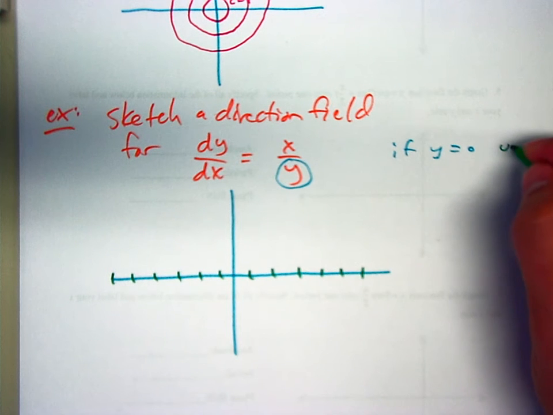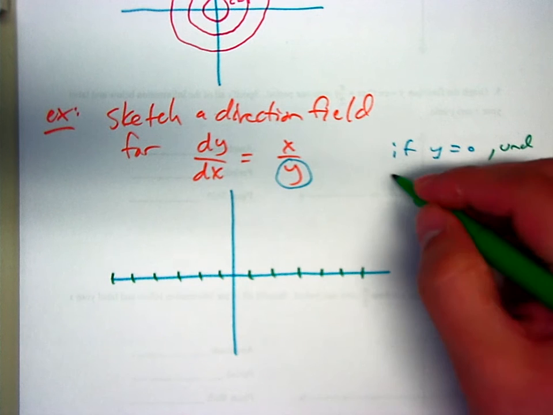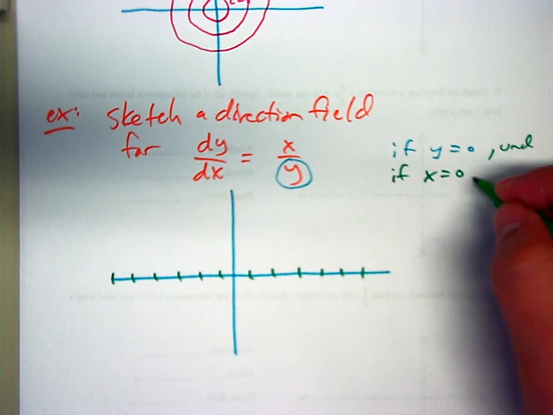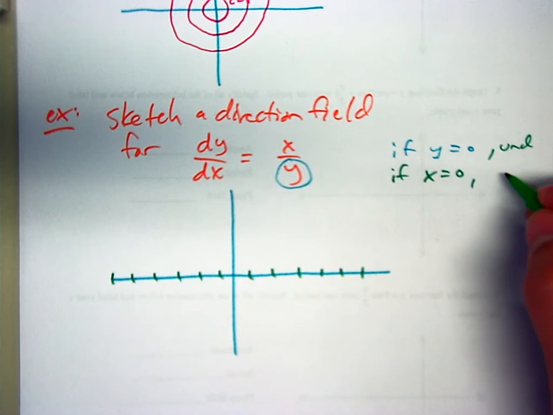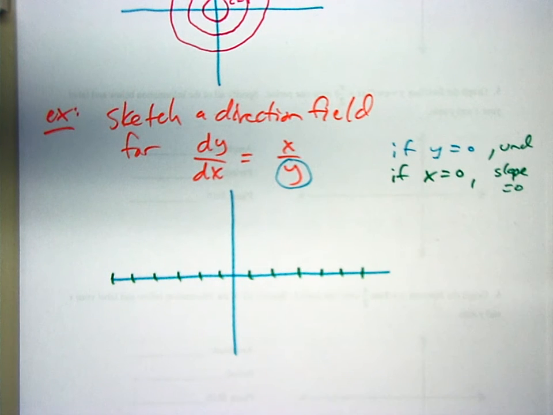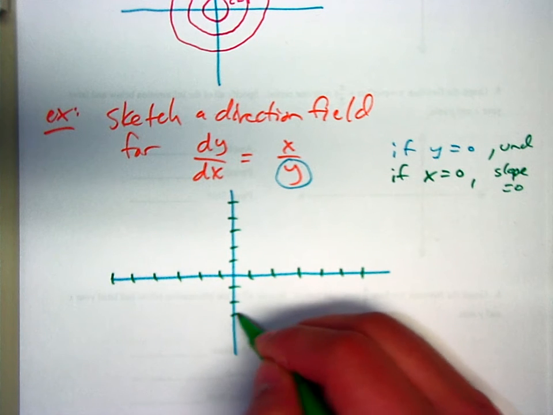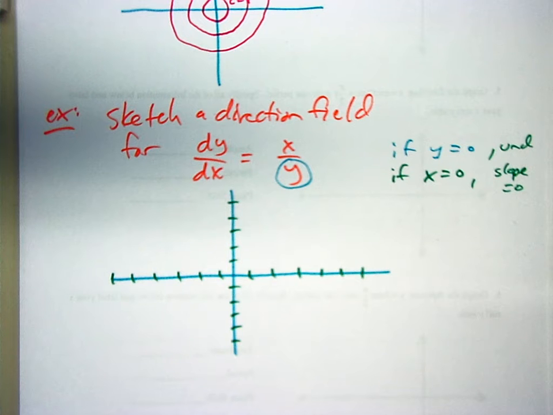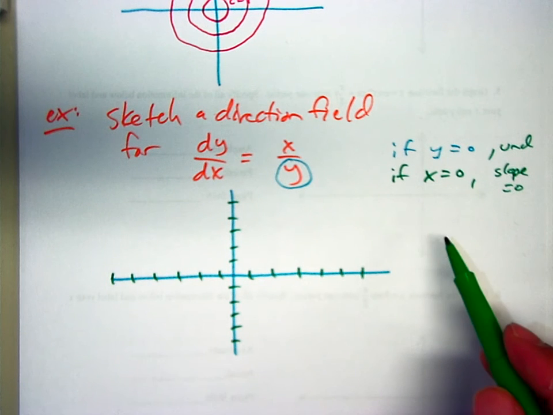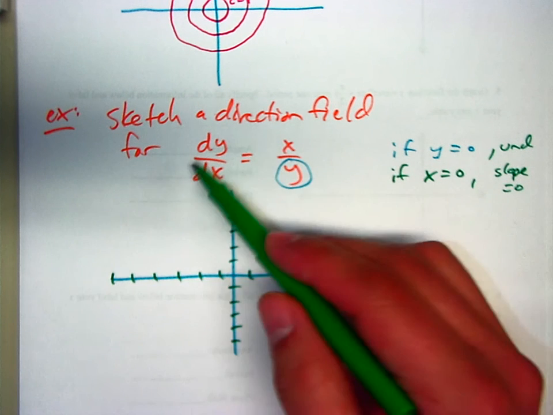If x equals 0, so that's along the y-axis, what slope do we have? Zero. Good. Well, now it just looks like an xy axis with tick marks. But that's actually part of the direction field, right? We can do some basic ones like, let's see, some nice slopes.